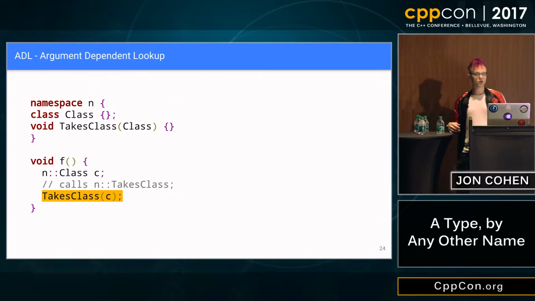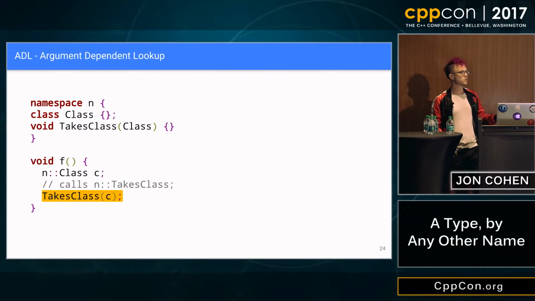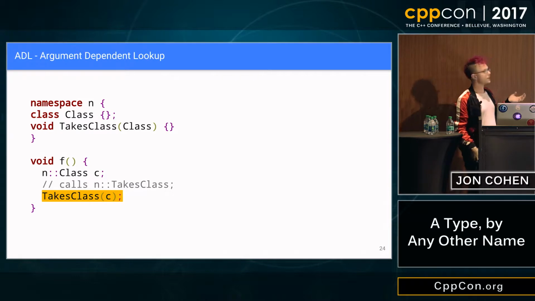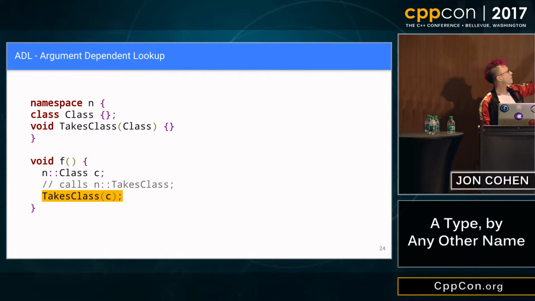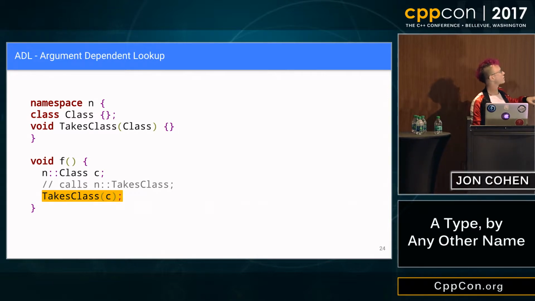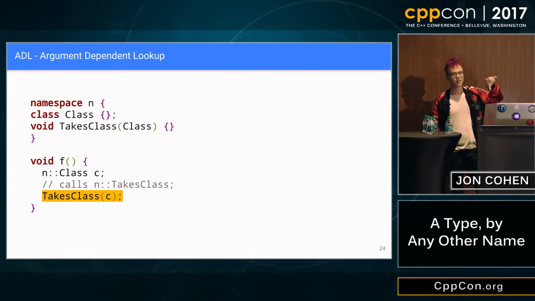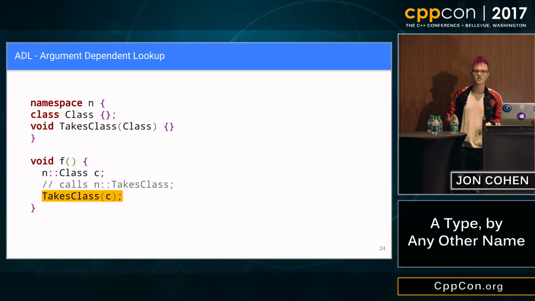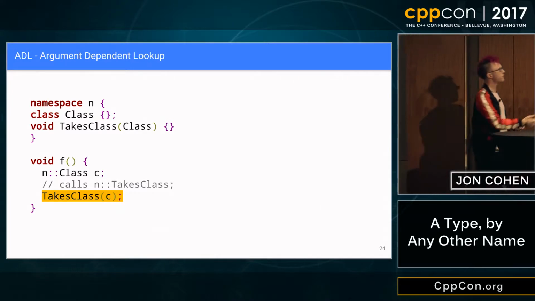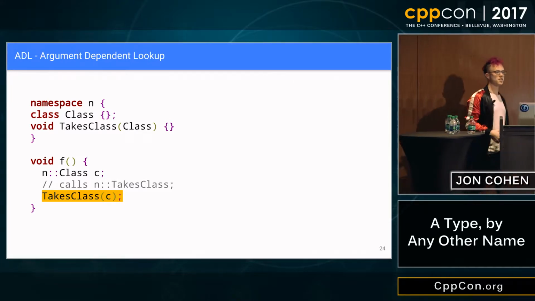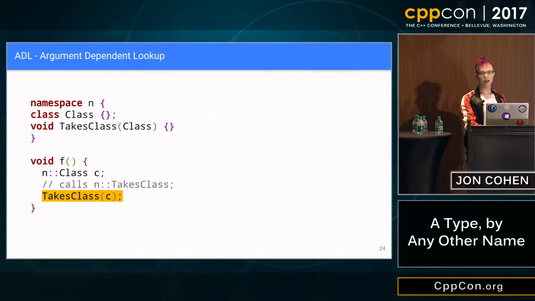So when we have user code like this, they can just call takes class without actually qualifying it. ADL only works on unqualified calls, and what will happen is when the compiler searches for the function, it will look in all of the namespaces surrounding f for takes class. It'll also look at all of the associated namespaces of every type which is passed to f and search in there. So it finds, in class's associated namespace, takes class and calls it.